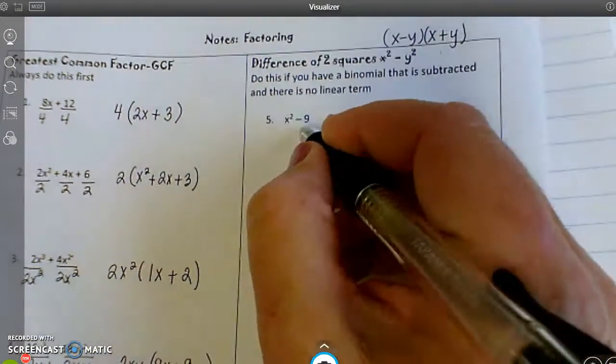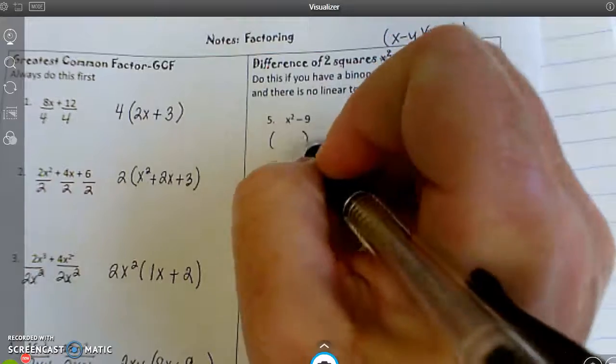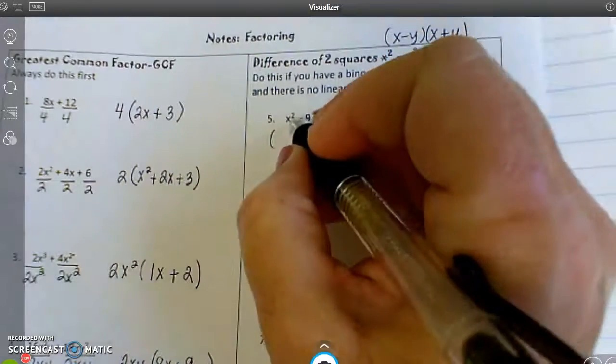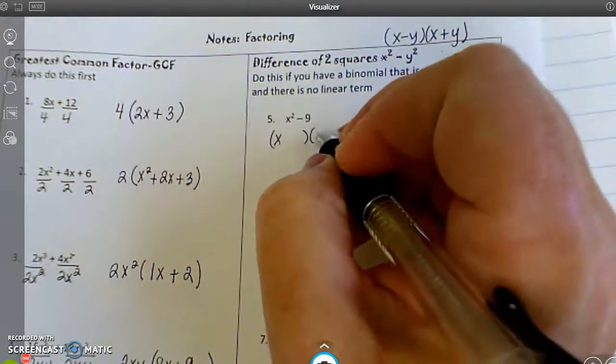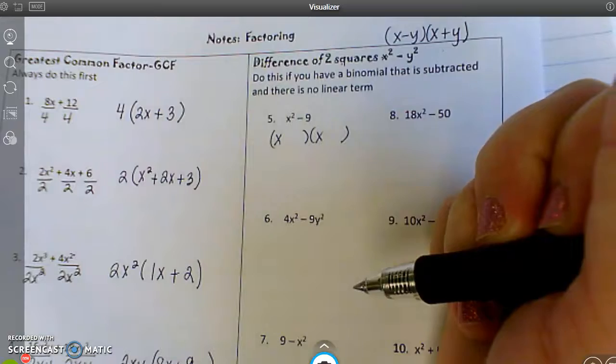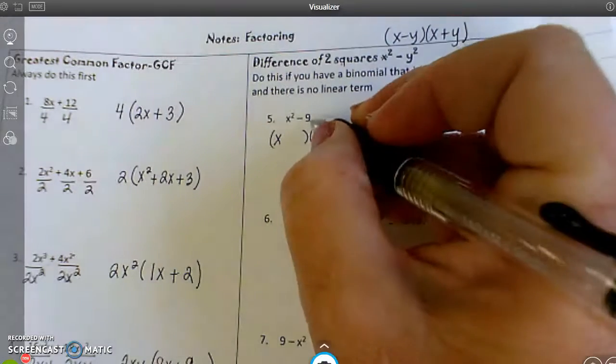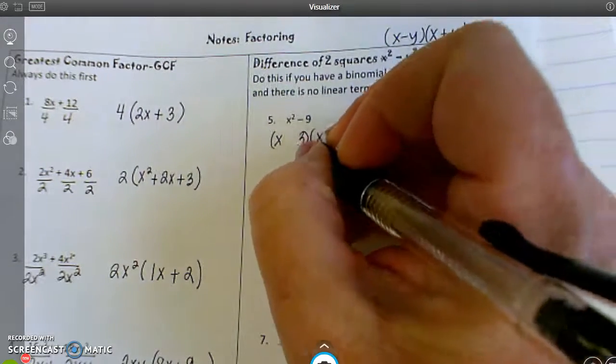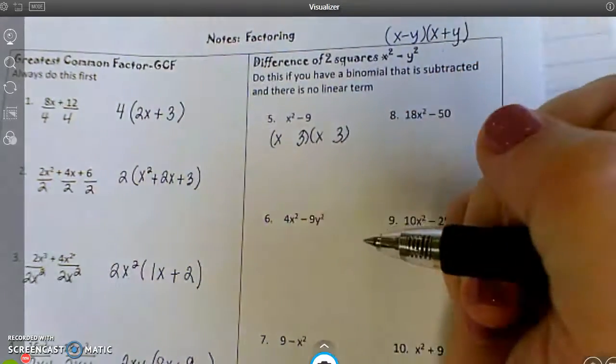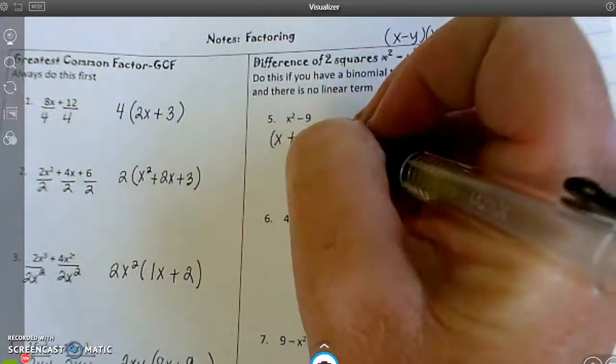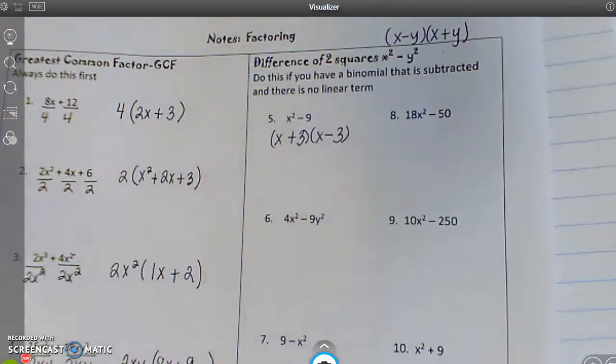So, when it's x squared minus 9, you're going to have two parentheses. Whatever the thing is that you square to get it, that's what goes first. You just told me that 9 was 3 times 3, so you put 3 and 3. And then you put plus and minus. That's the difference of two squares. You all remember that? Okay.